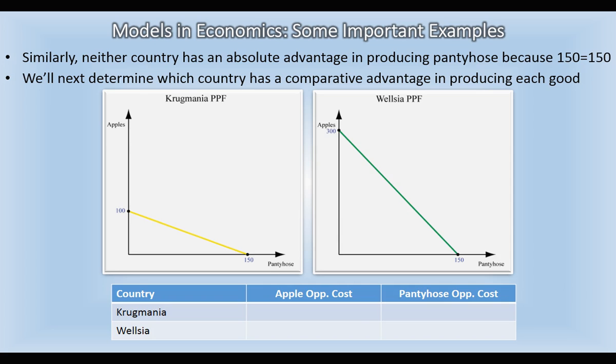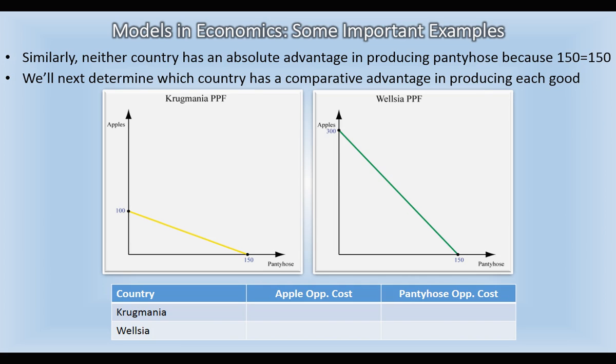So we'll determine which country has a comparative advantage now in producing each good. In order to do that, we need to figure out opportunity costs. We're going to use the same method we use with the production possibility frontier because we're dealing with two production possibility frontiers. So we're going to figure out first, let's say, what Krugmania's opportunity costs are. So it's apple opportunity costs. Let's say that in order to produce 100 apples, it needs to give up 150 pantyhose.